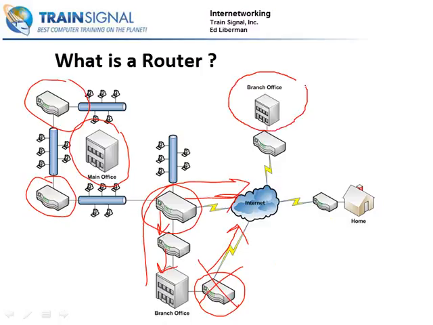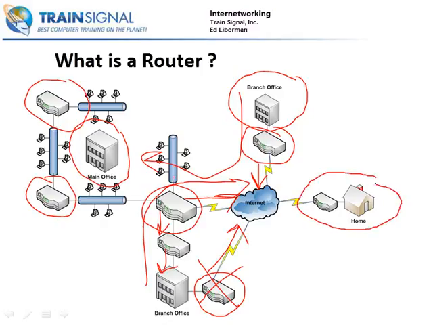Here we have another branch office with another router giving connectivity to the internet. Now, this time this branch office will only use the internet to gain connectivity with the main office. And then over here we have our home users. Again, not that unusual in today's corporate world.